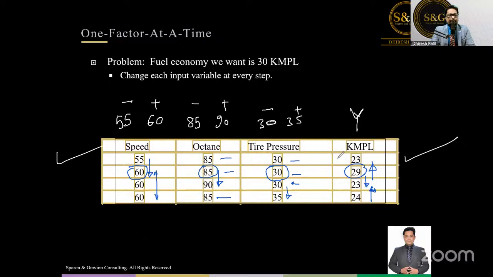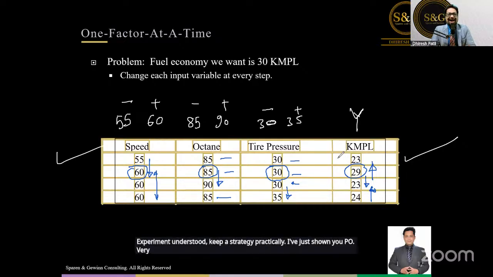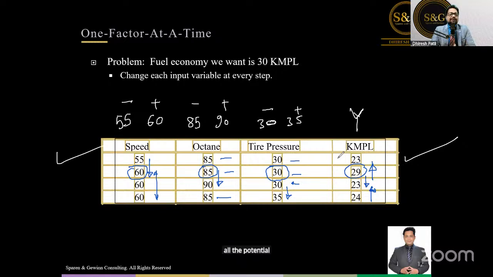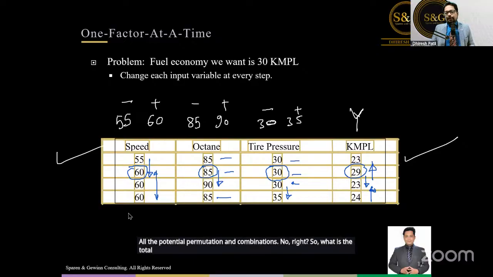Experiment understood, the keeper strategy practically I have just shown you. Clear? Very good. Now my question is, have they tried all the potential combinations? Give me yes or no in the chat box. Have they tried all the potential permutations and combinations? No, right? So what is the total permutation and combination? Let's find out.